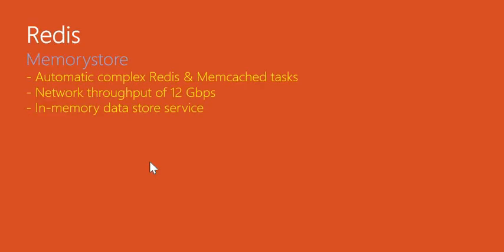Another is Redis. Basically, it is a memory store. If you want to store any data which is easily available, and you don't care if you lose your data, this is a memory store. It automates complex Redis and Memcached tasks. Its network throughput is 12 Gbps, and it is an in-memory data store service. Data is not persistent. When your service is running, data is available. After that, data will be lost.